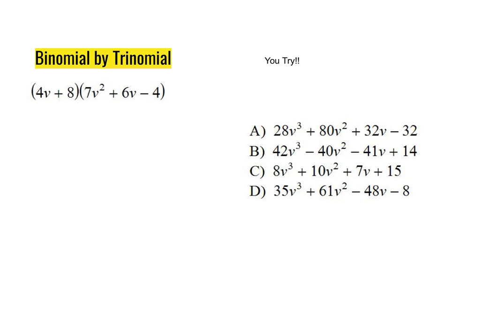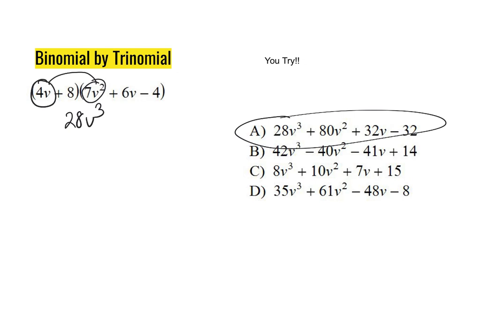Because I'm given the multiple choice answers, I know that if I just do the very first term, I can figure it out. So I'm going to multiply this 4 times this 7v. So 4 times 7 is 28, and that would have to give me v to the third power. So my answer has to be A. And then I'm just going to finish to show you that the answer would be A.